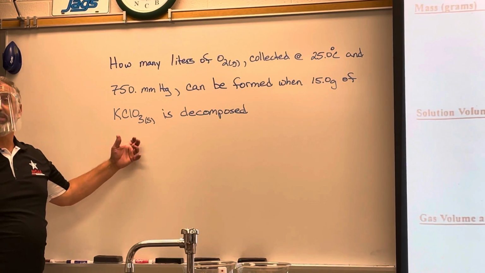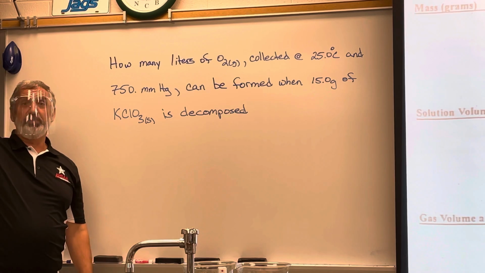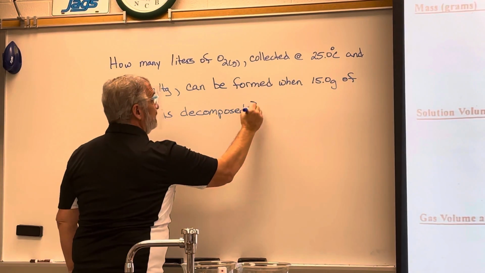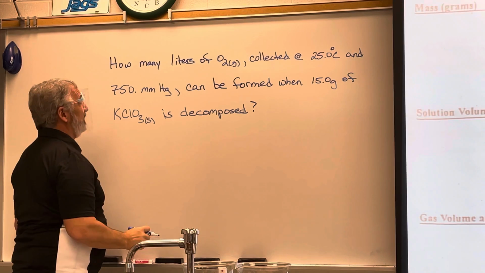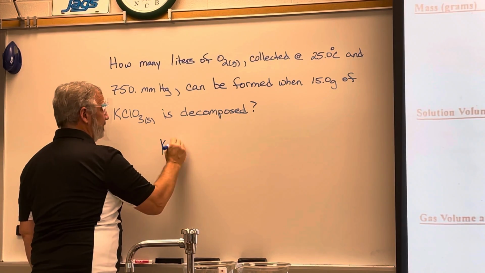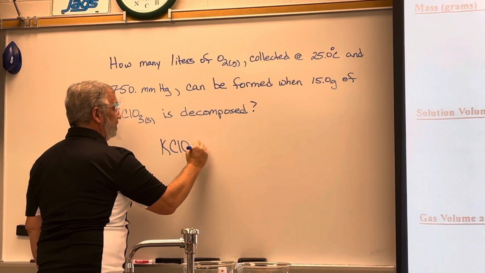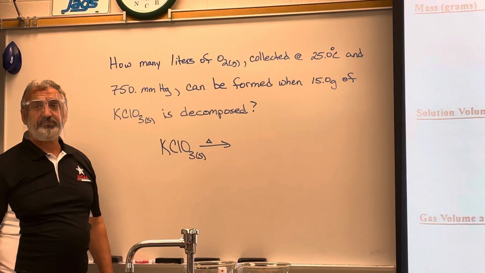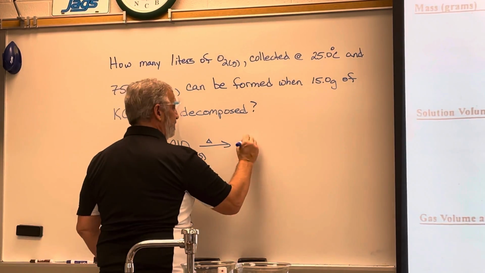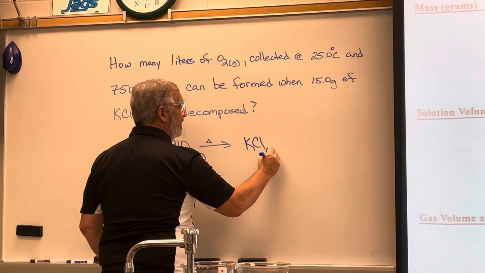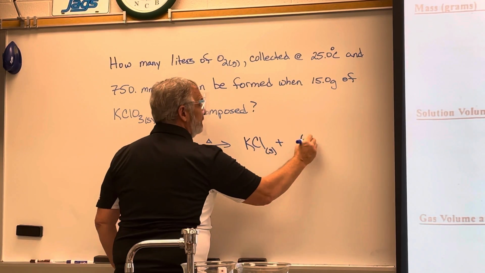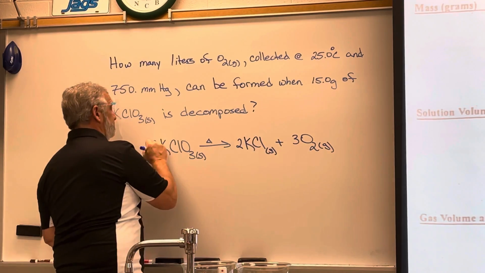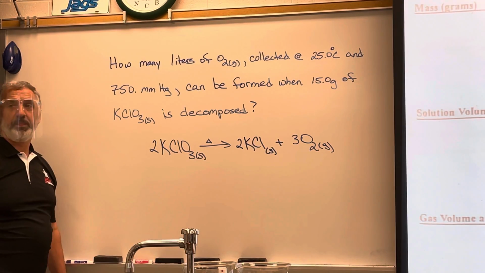We did this lab. We heated this up, decomposed it. The oxygen just went off. We did not collect it, but we could have collected it. Does anybody remember the equation with KClO3? We heated it up. What's it going to decompose into? KCl, the white solid that stayed in the crucible, plus oxygen gas. We balance it with a 2, 2, and a 3.